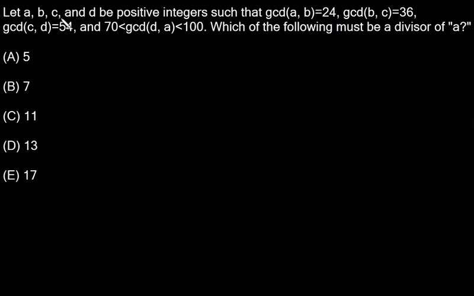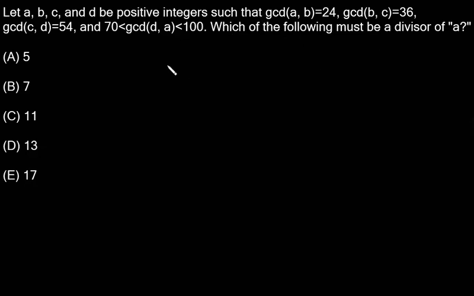It says, let A, B, C, and D be positive integers such that GCD, the greatest common divisor of A and B, equals 24, GCD of B and C equals 36, GCD of C and D equals 54, and 70 is less than GCD of D and A, and GCD of D and A is less than 100. Which of the following must be a divisor of A? Alright? So let's work this out first, alright?